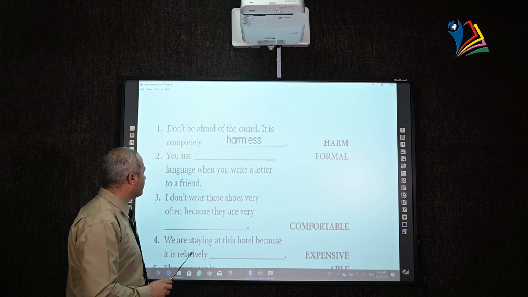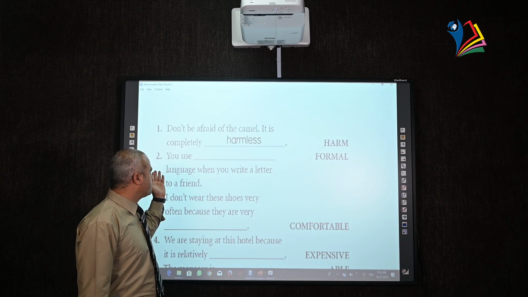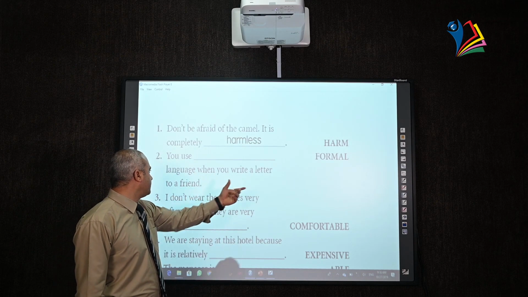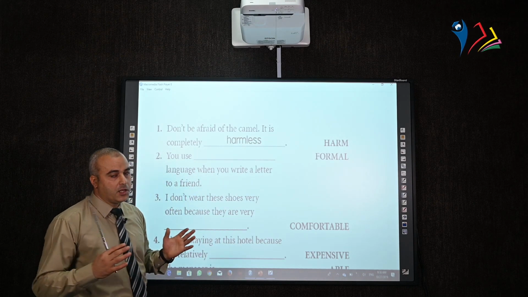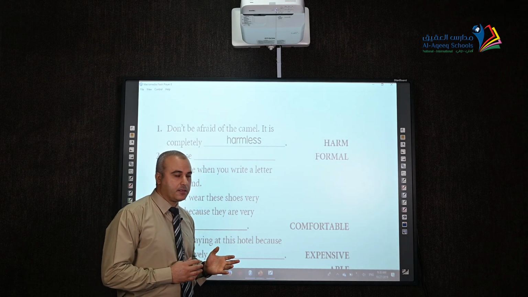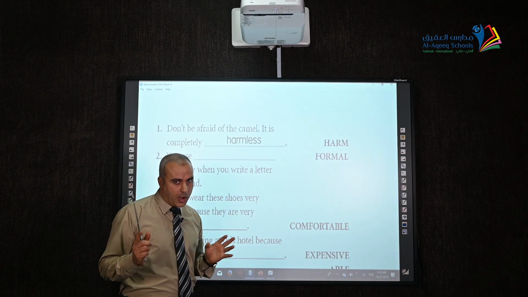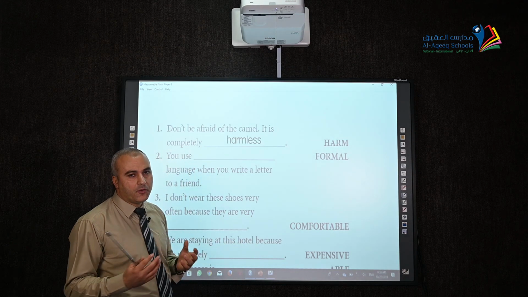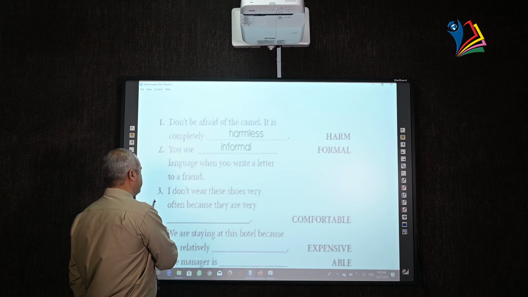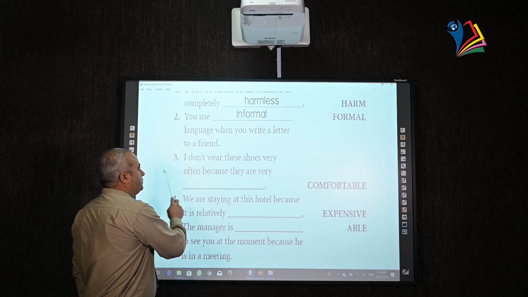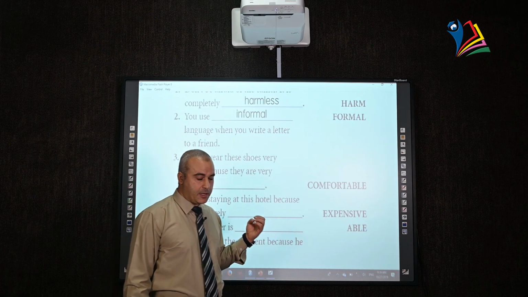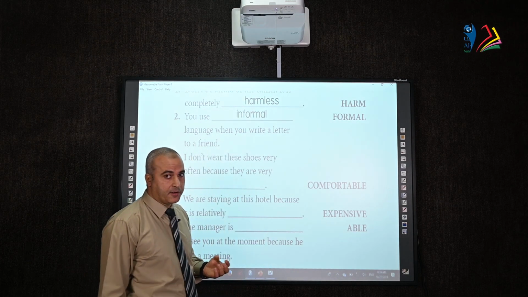Okay. After that, number 2: we use informal language when you write a letter to a friend. We all know that when we are writing letters to friends or family members or any person of our own age, we write informal letters. Informal. We use the prefix in. I don't wear these shoes very often because they are uncomfortable. The correct negative prefix here is un: uncomfortable.